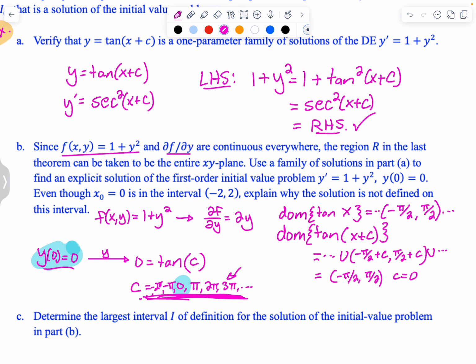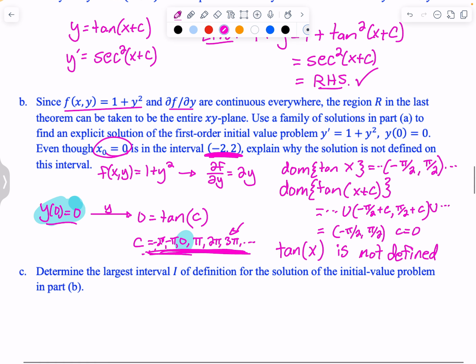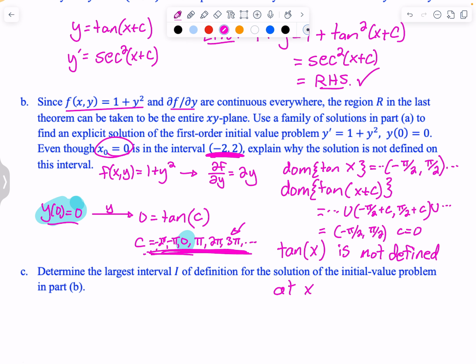So the reason it can't be, they're saying even though x naught is equal to 0, what we're answering here is: why can it not be negative 2 to 2? The reason it can't be negative 2 to 2 is because tangent of x is not defined at x equals pi over 2.